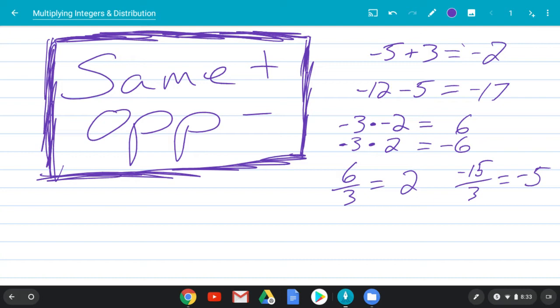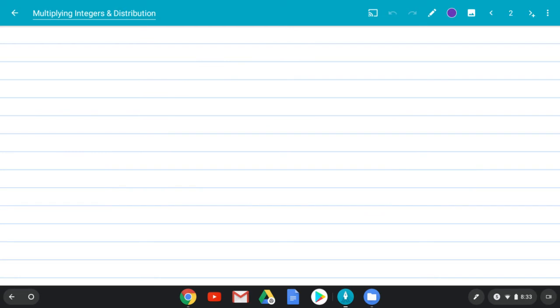Okay. Any questions on multiplying integers? Okay, so I want to do one more thing before I get into the distribution portion. Let's just multiply some polynomials. Okay, let's start with x times x. What is x times x? X squared. We all know that. Now, what actually happened there? Well, both of these x's have an exponent of 1, so we basically just added the exponents.